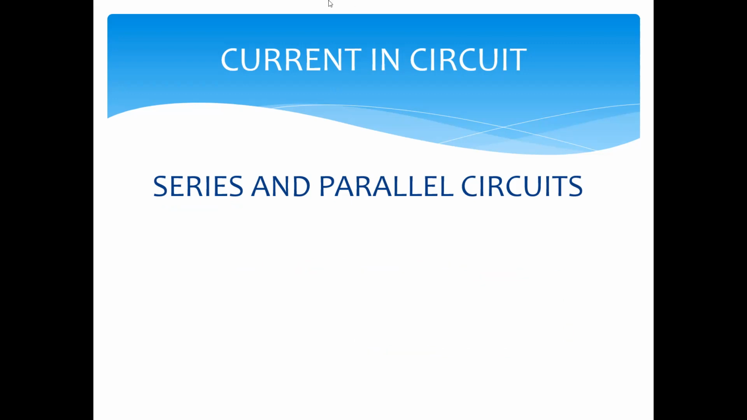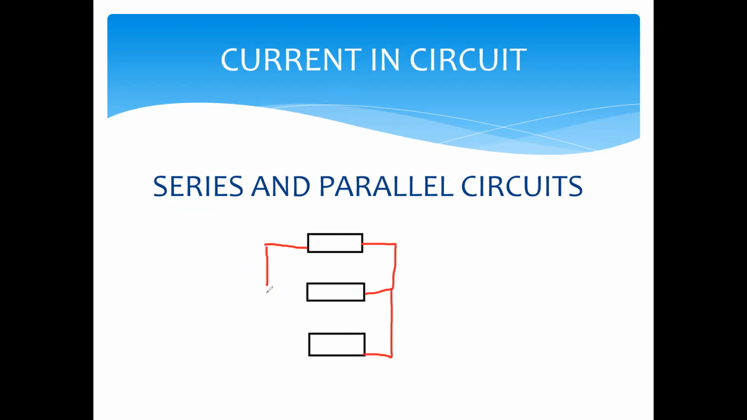But if we have a parallel combination, like if we have components which are connected in parallel, what we'll observe is the current will divide. If we have multiple ways for the charges to flow in the circuit, we call that as parallel. In parallel, the current will divide.